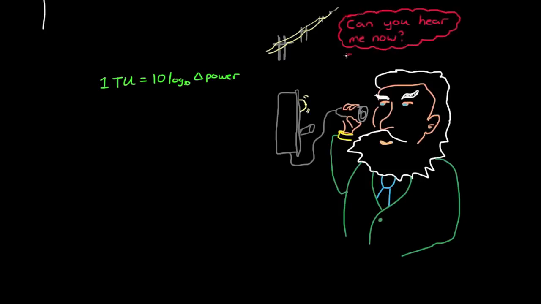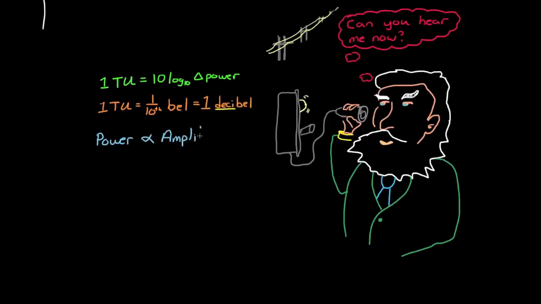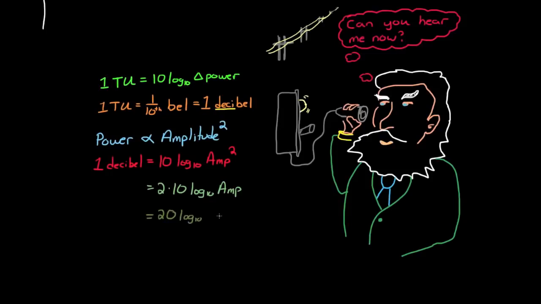Now, to honor Bell Labs founder Alexander Graham Bell, they later changed transmission unit to decibel, or 1/10 of a bell, where bell is just the log base 10 of the power ratio. So to get from bells to decibels, you have to multiply by 10. Also note that power in a sine wave is proportional to the square of the amplitude of the sine wave. So now we can write the decibel equation with respect to amplitude squared, which is 10 log base 10 of the amplitude squared. And just because of the properties of logarithms, the exponent 2 just becomes multiplication, and you get 2 times 10, which is 20.